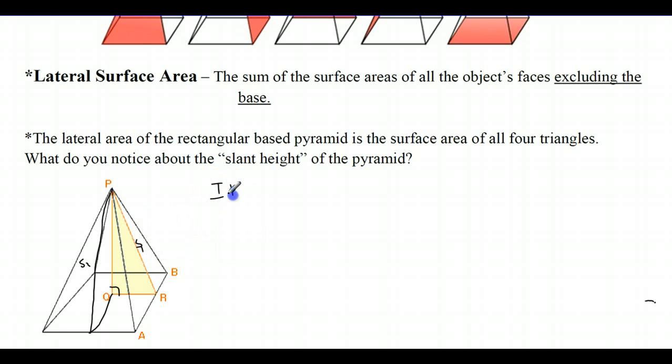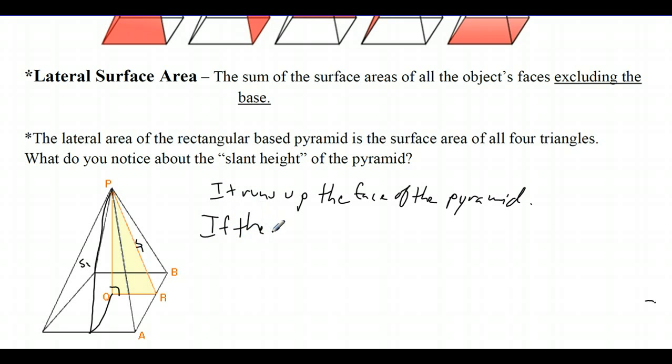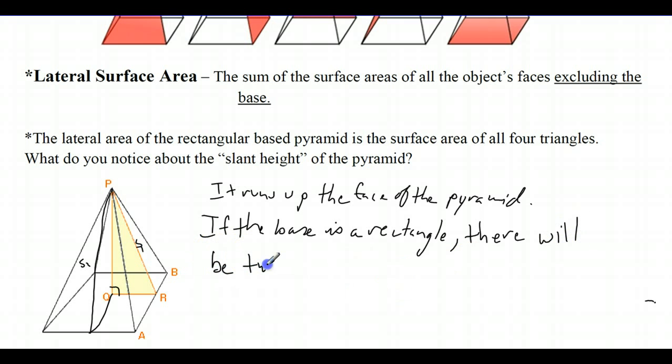So it runs up the face of the pyramid. And if the base is a rectangle, there will be 2 different slant heights. Right, if the base is a square, you only have 1 slant height.